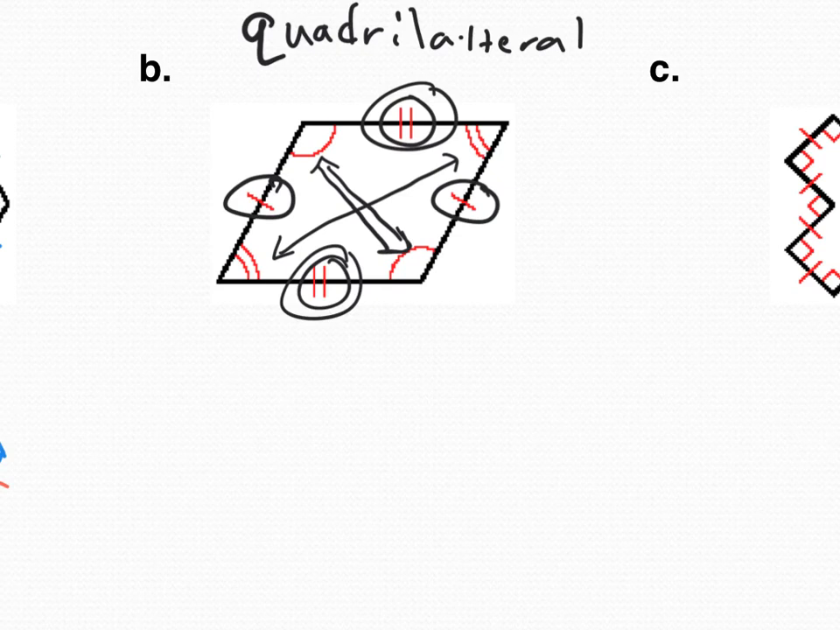There's one set of congruent angles, there's another set of congruent angles, here's one set of congruent sides, and another set of congruent sides. That's all we've got there. No name for that.